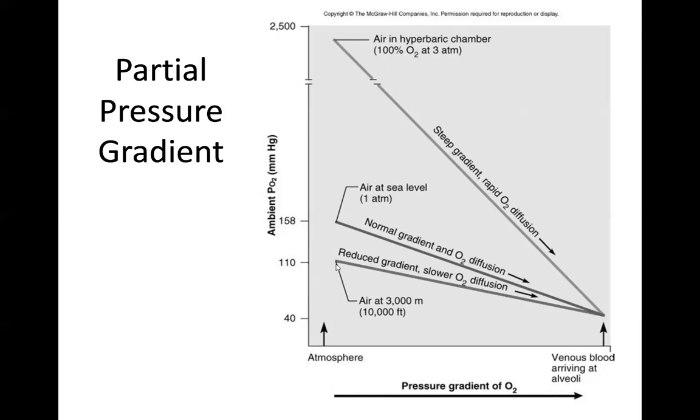And if you keep climbing, like at the top of Mount Everest, the PO2 up there is just about the PO2 of the blood coming into our lungs. So a very subtle difference. There's almost no slope to the line. Therefore, diffusion of oxygen is really, really slow. And that's why some people that climb to the top of Mount Everest don't ever make it, and they die.